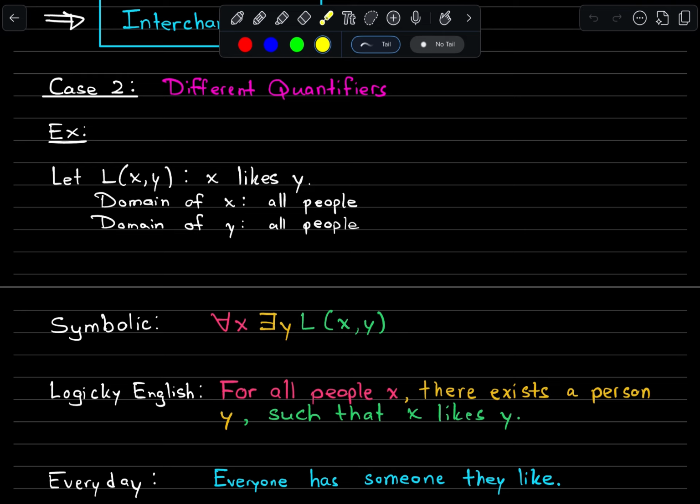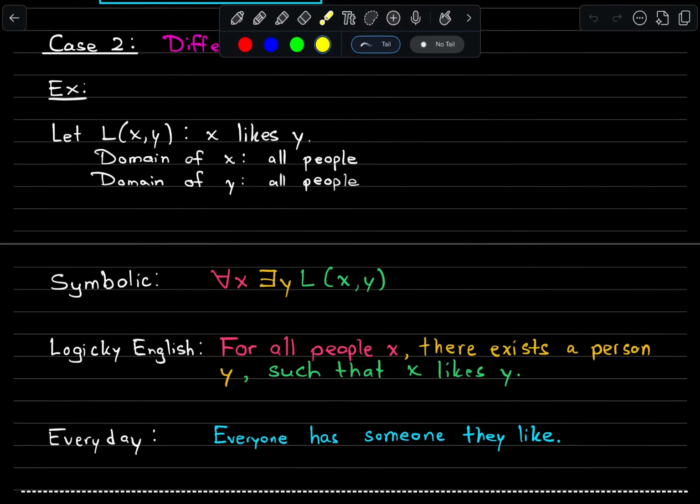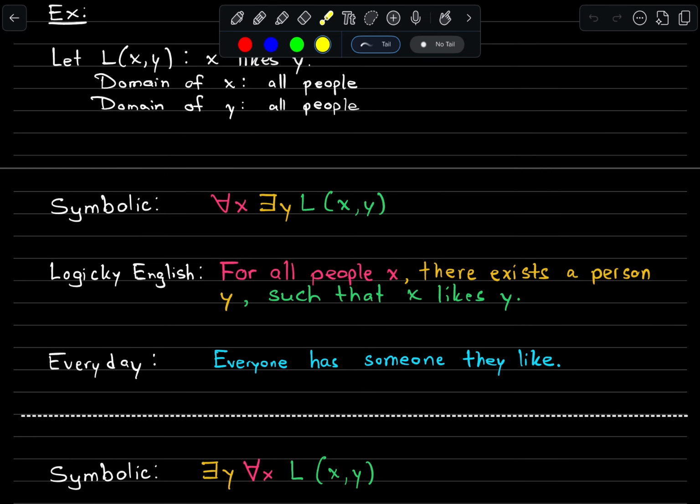In everyday English, this just means everyone has someone they like. For all people, there's at least one person out there that they like. Now, what if we reverse the existential and the universal quantifiers? Notice I've got the same variables with them. I'm not even changing the variables. So the existential is still with y, the universal is still with x. In this case, they're all still people, so it doesn't really make much of a difference.